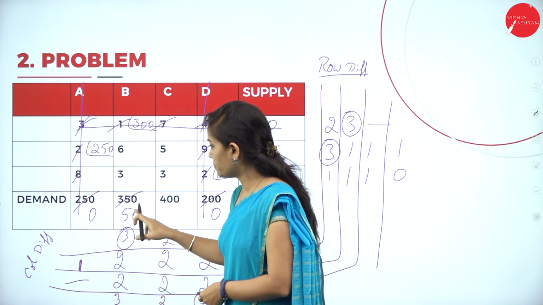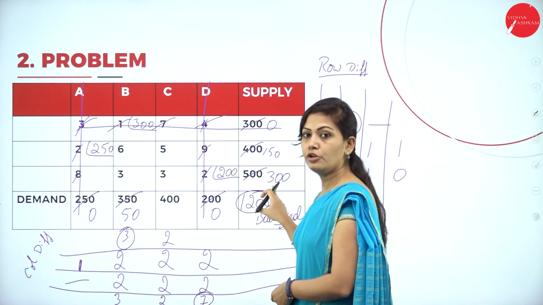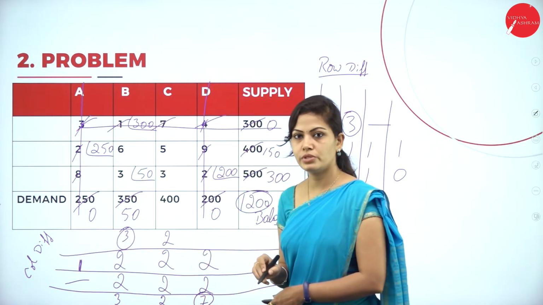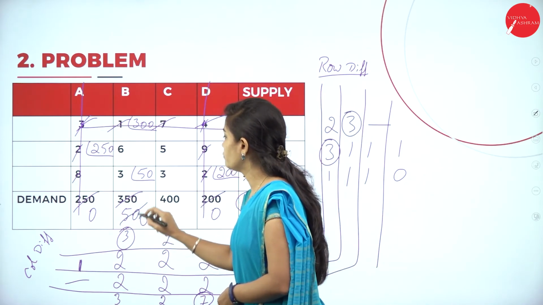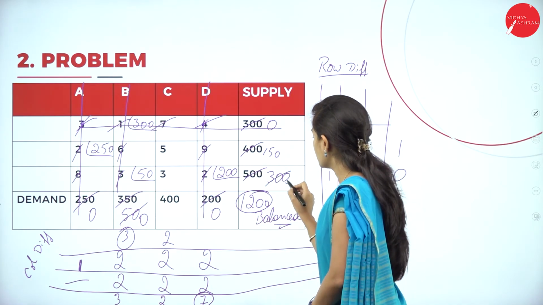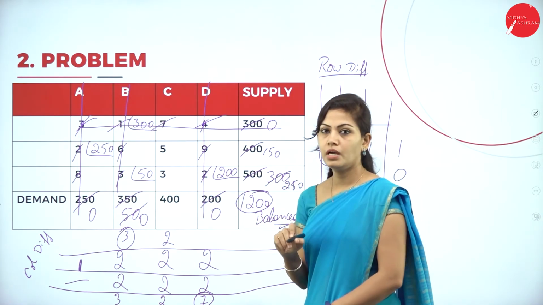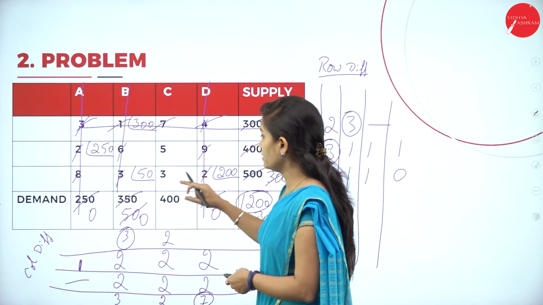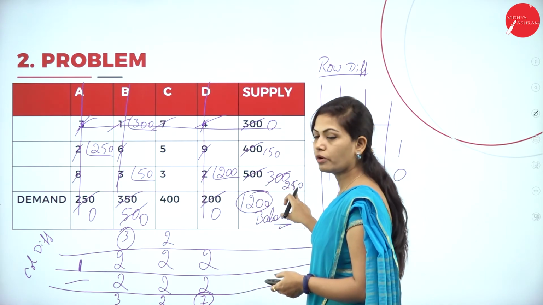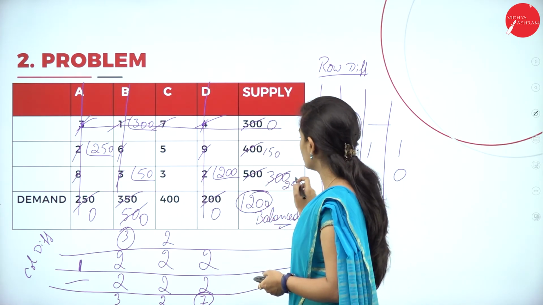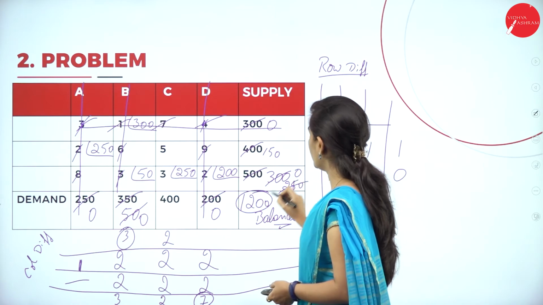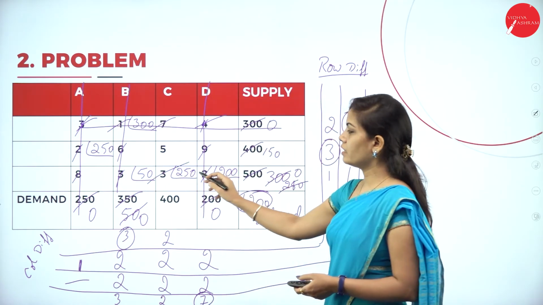You just consider the demand value and supply value. Supply value is higher than the demand value. So I will allocate 50 to this cell. It will become 0. If it is 0, you can cancel this column. So 300 minus 50 is 250. And the last row is 5 and 3. So the least value is 3 only. So supply value is 250, demand value is 400. So 250 is the lesser value. I will allocate 250 to this cell. It will become 0. I can cancel this entire row.